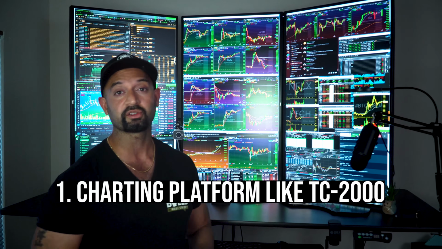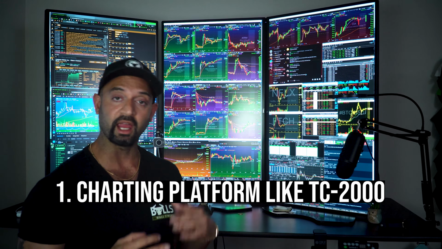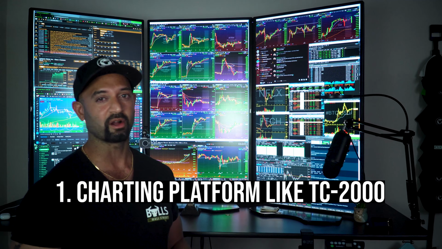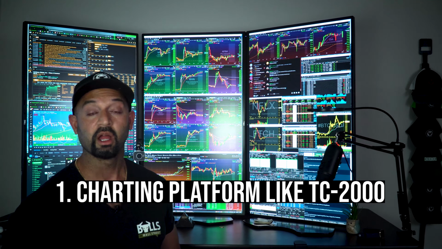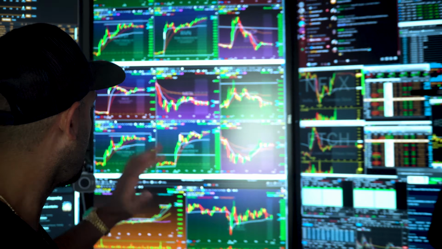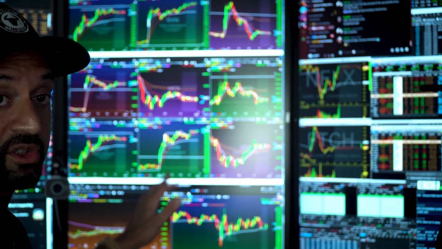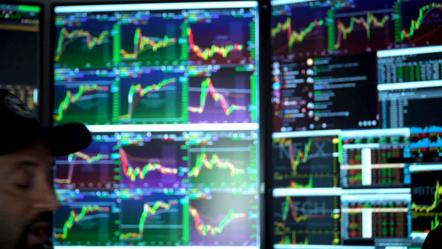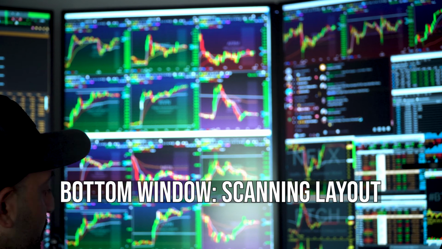So first things first, everybody should have a trading charting platform as their hub of what they're trying to do. I use TC2000, and on this main window, I use a couple different layouts. So this is actually 3 separate layouts on TC2000. The bottom one is my scanning layout.